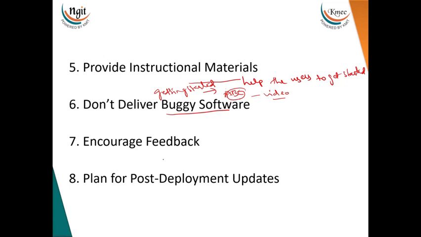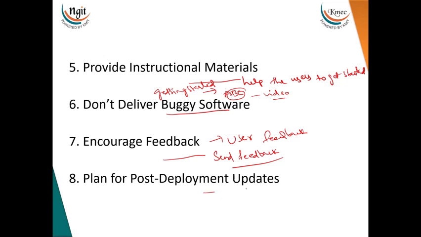Next, encourage feedback. User feedback is important for us, because in order to improve the future versions of our particular software which we have delivered, this is the most important thing. So for doing this, we need to also add some send feedback kind of button in your software such that the user will send.